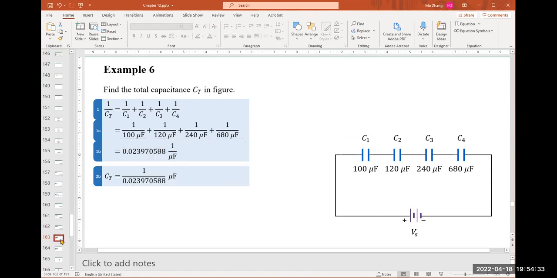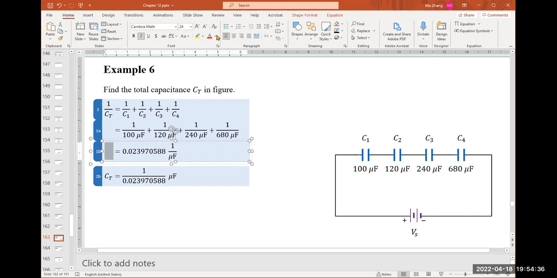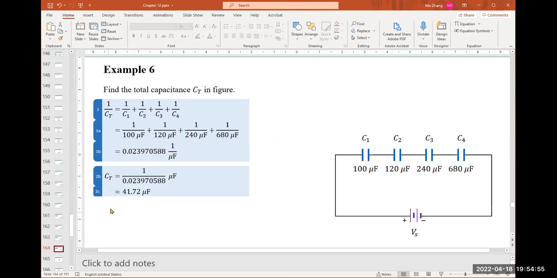However, this is 1/CT. We want to find CT, so we take the reciprocal on both sides of the equation. So CT is 1 divided by the number, which is here, 41.72 microfarad. So both ways we get the same answer. Any questions?